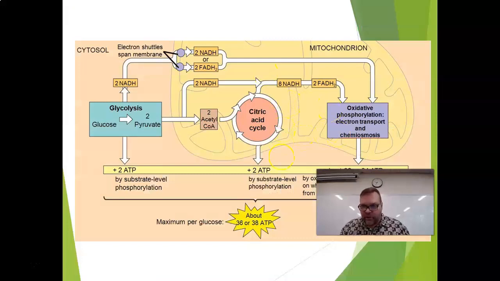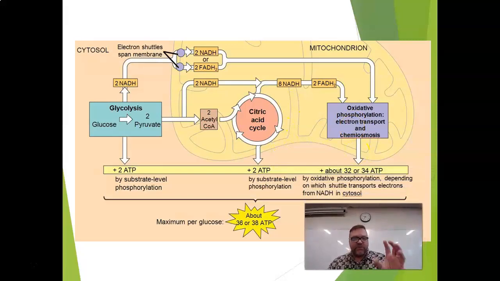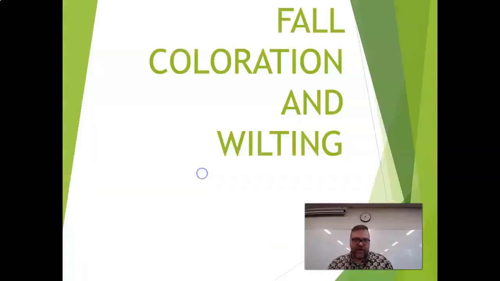All right, here's another way of showing the same picture. I'm going to move my thing down here. Same picture as before. 2 in glycolysis, 2 in the citric acid cycle, and about 32 or 34 in the electron transport chain. For a total of about 36 or 38 ATPs. Again, that's best scenario. So more than likely it's closer to 29 or 30 in all actual purposes. Okay? All right, let's finish up our notes now talking a little bit about fall coloration and wilting.